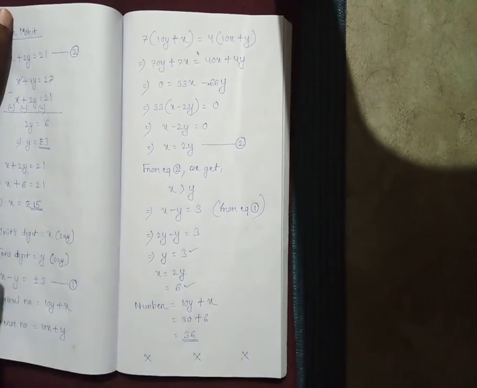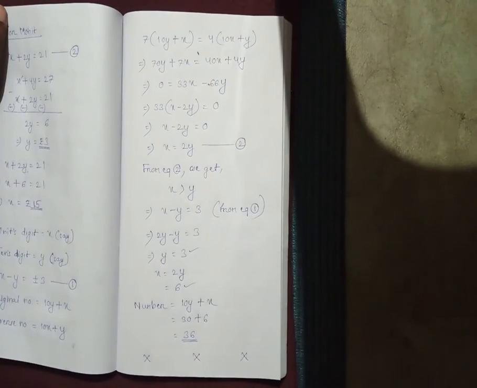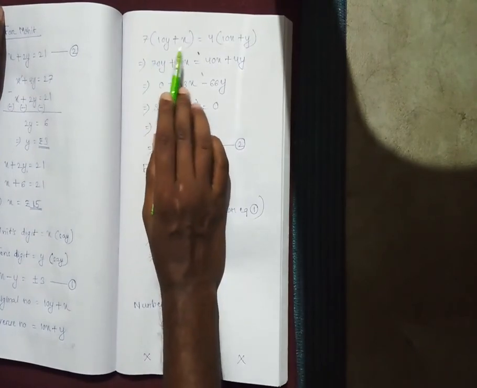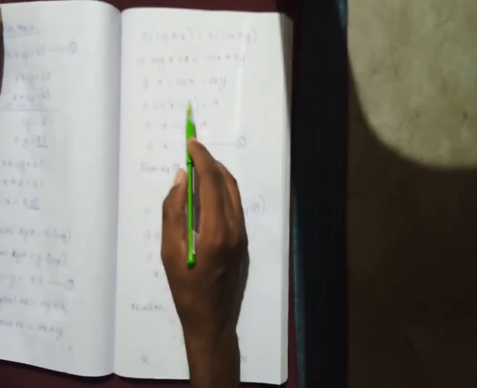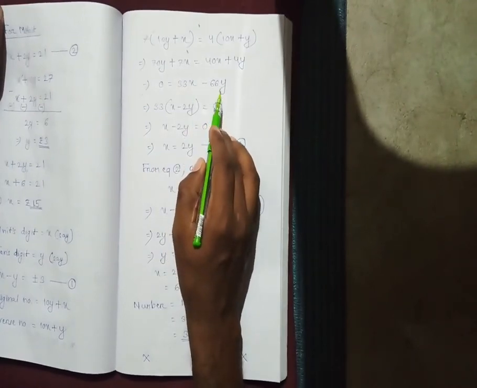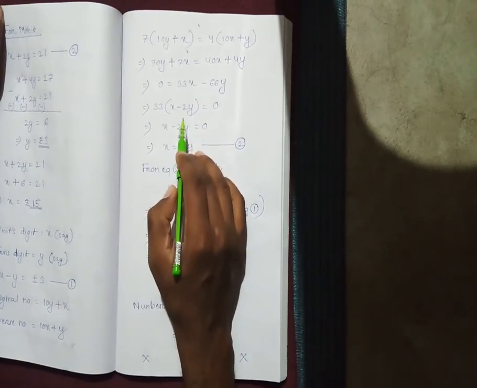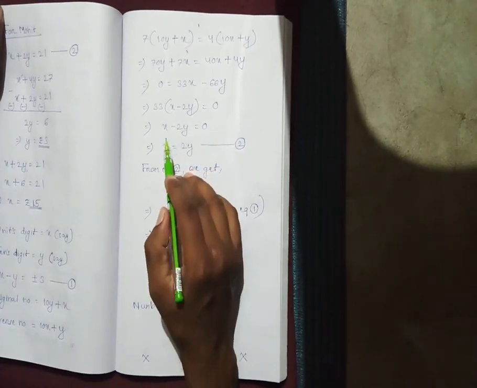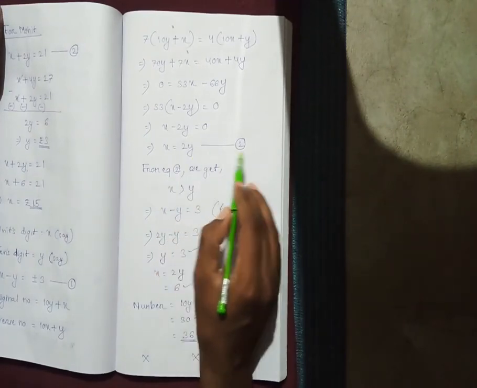Now according to the question, 7 times the original number is equal to 4 times the reverse number. So as you can see, 7 into (10y plus x) is equal to 4 into (10x plus y). Open the bracket, let us simplify. We get 0 is equal to 33x minus 66y. So 33 can be taken common. 33 into (x minus 2y) is equal to 0. So 0 by 33 is 0. We get x minus 2y is equal to 0, or x is equal to 2y. Let it be equation 2.